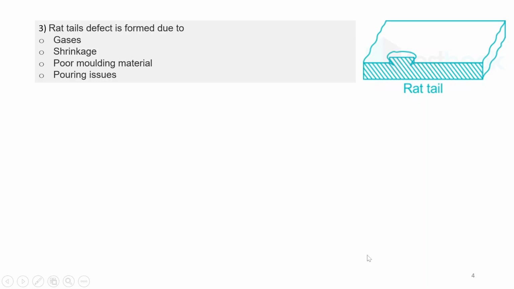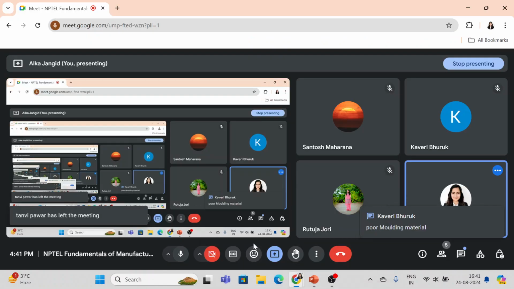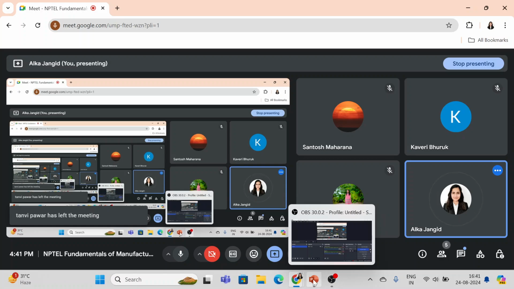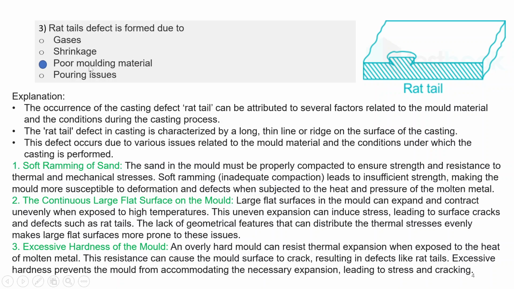Next is: red tail defect is formed due to? Your options are gas, shrinkage, poor molding material, and so on. Okay, so in case of red tails, they are formed due to the displacement of the mold material. If ramming of the sand is soft, then this sand may get displaced and there might be some formation of irregular lines which look like red tails.